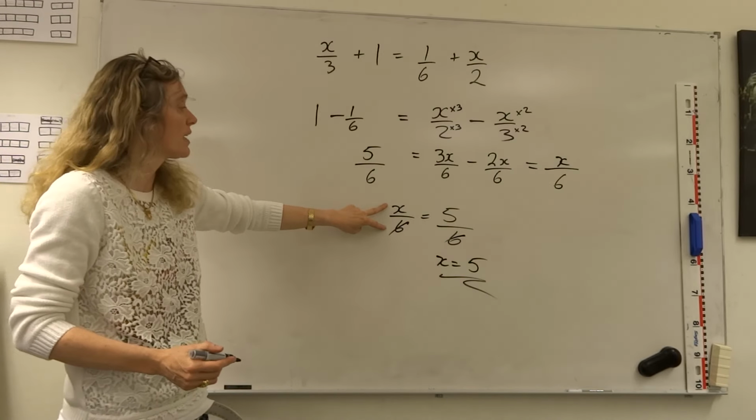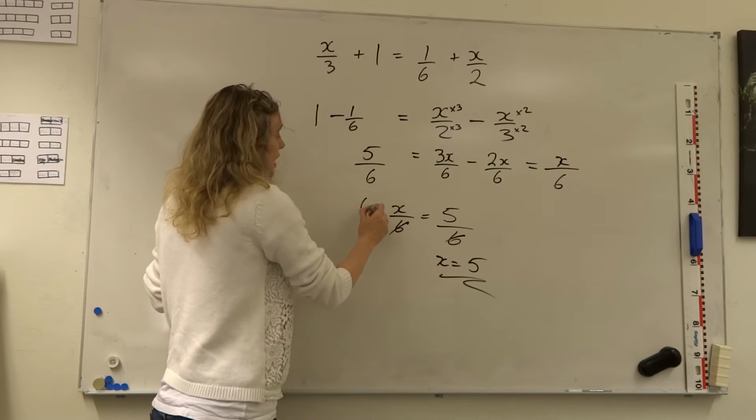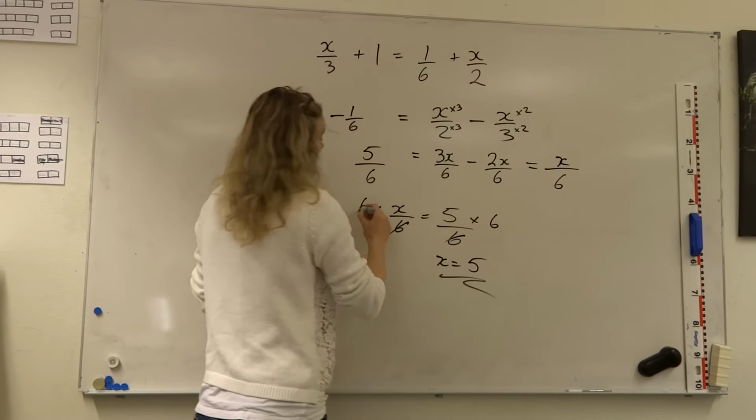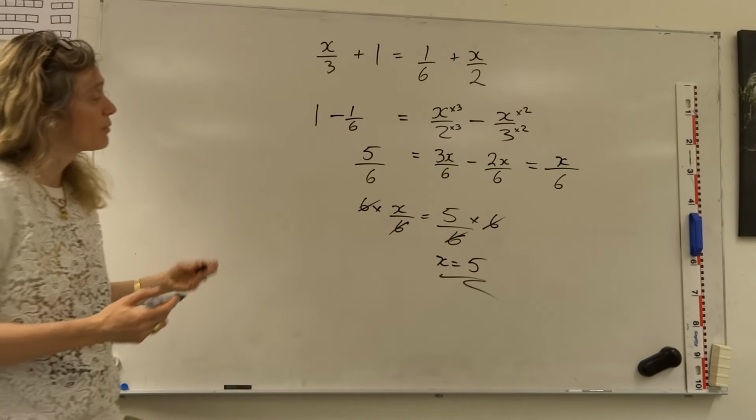Okay, if a 6th of x equals 5/6, then the whole of x, multiply both sides by 6, will give me that all of my 6s cancel, giving me x equals 5.